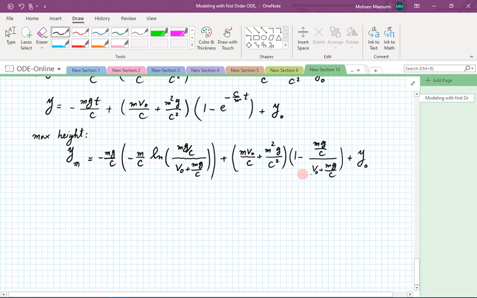But here, let's go ahead and clean that up. So y_m, multiply these two, so it becomes m squared g over c squared. Also multiply this thing by c as we did up there, so that reduces the clutter a tad bit. So mg over v0 c plus mg.